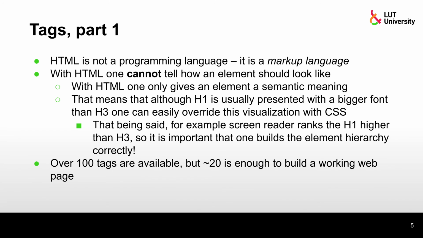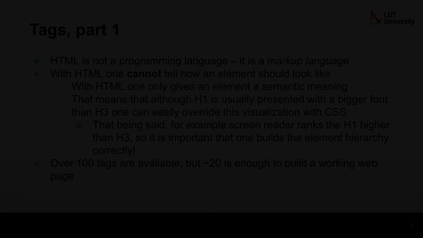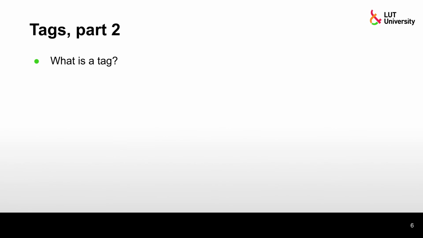So there are over 100 tags in HTML5, but basically if you know 20 of them, you can build a working web page. In this course you will cover something like 40-50 tags, but there are still more tags available, not that much used, but still in some cases very useful. More tags. So what is a tag?